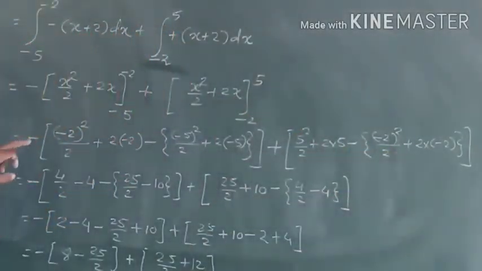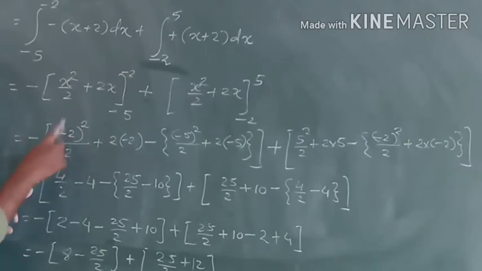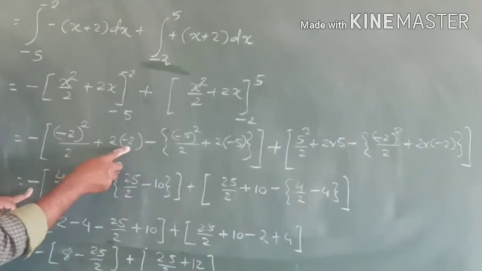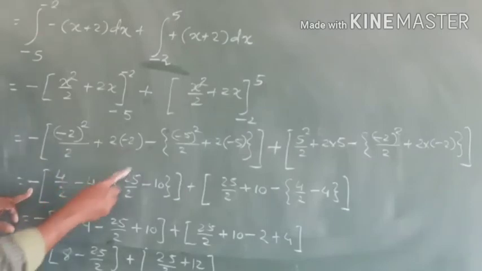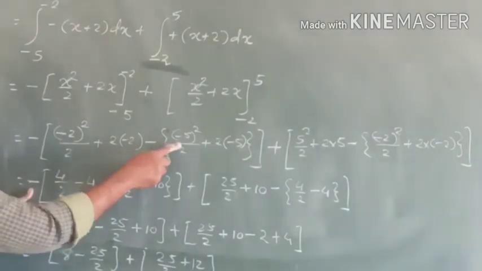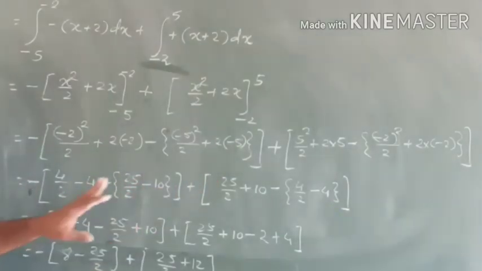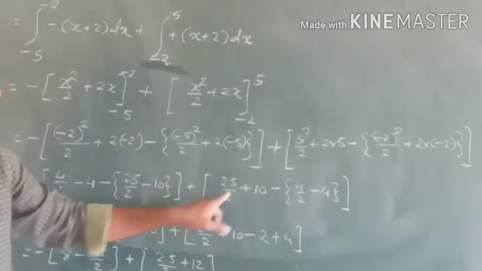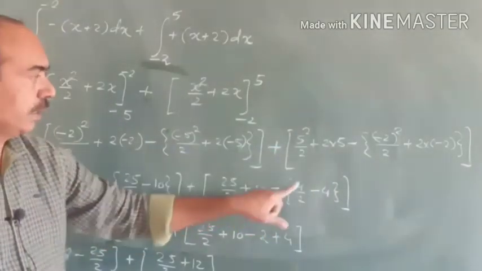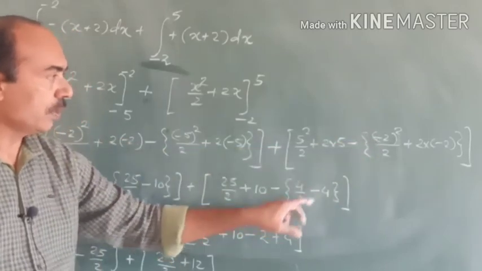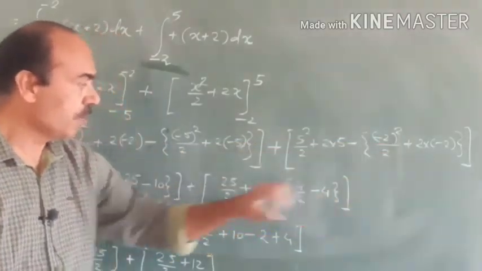Now this minus sign is still as it is. Minus 2 whole square, that is plus 4, 4 by 2, and 2 into minus 2 you will get minus 4, minus in curly bracket. It is 25 by 2 and 2 into minus 5, that is minus 10. Same as here, this is 25 by 2, 2 into 5, that is 10, minus, minus 2 whole square, that is 4, 4 by 2, and 2 into minus 2, that is minus 4.